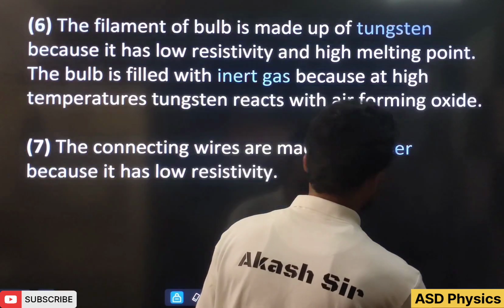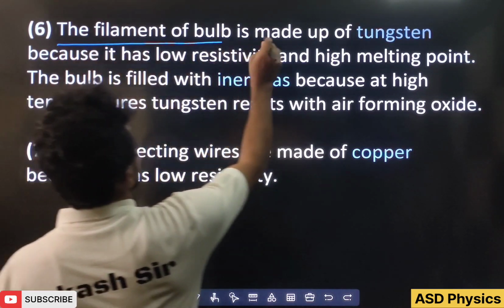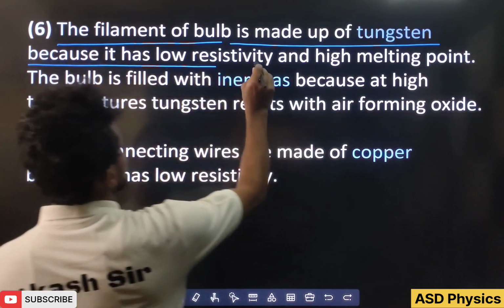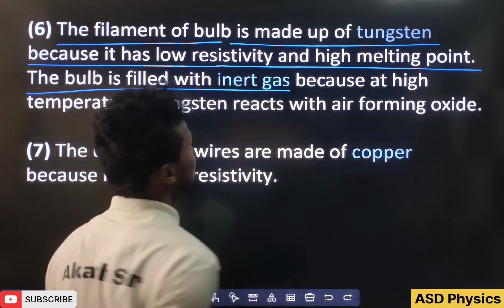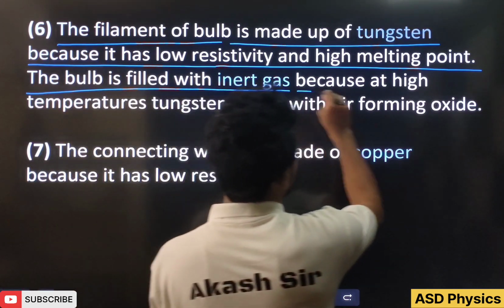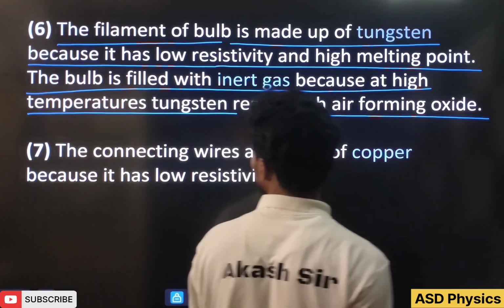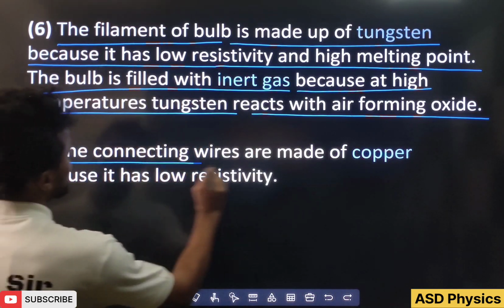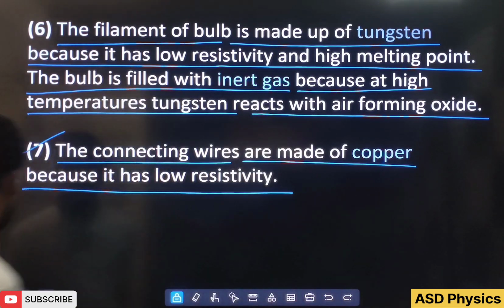Now, students, kindly see here. The sixth one: the filament of a bulb is made of tungsten, because it has low resistivity and a high melting point. The bulb is filled with inert gases like neon and argon, because at a high temperature, tungsten reacts with air, forming an oxide. Remember, it is made of tungsten. And the last one, the connecting wires are made of copper, because it has low resistivity.